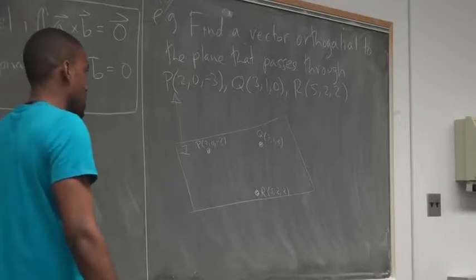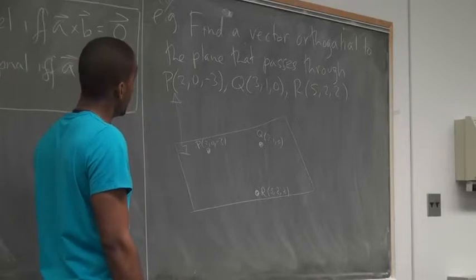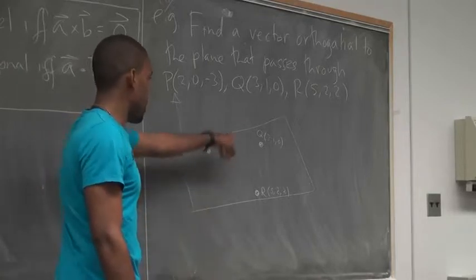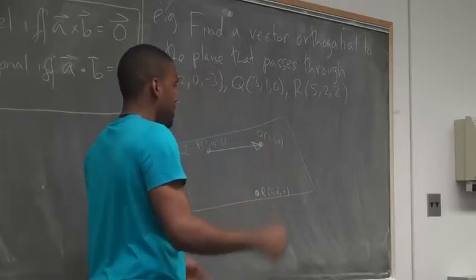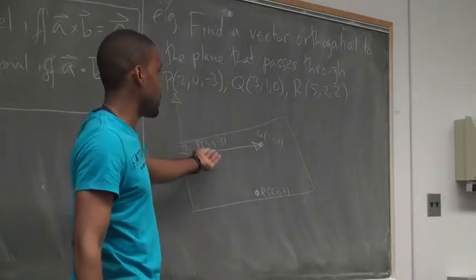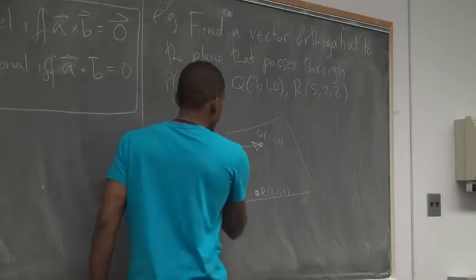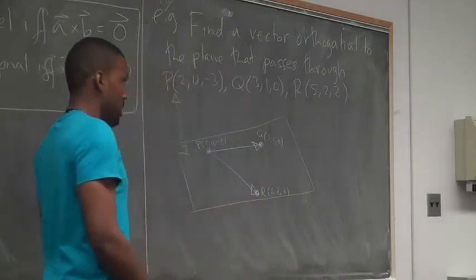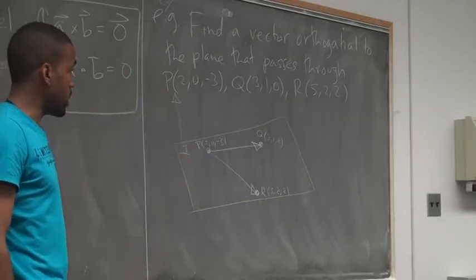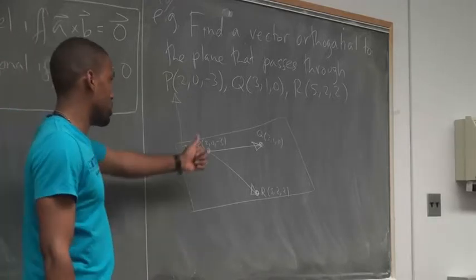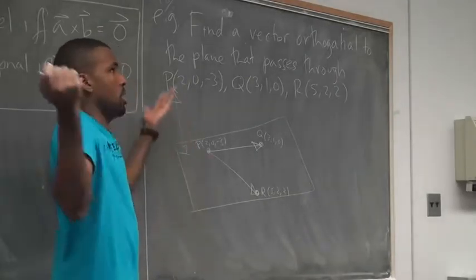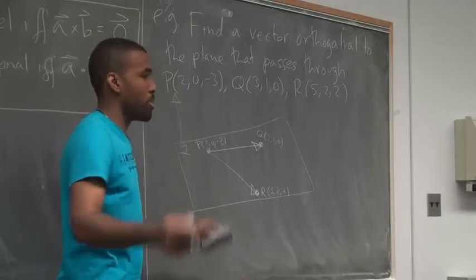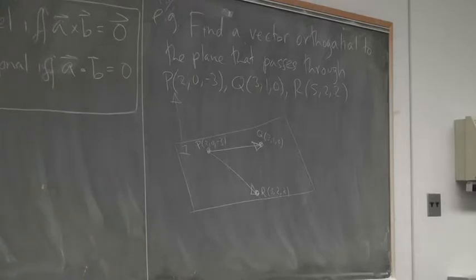Find 2 vectors that are actually in the plane. And how do I do that? Connecting the points. Connecting any 2 pairs of points will do, but let's say I connect P to Q, and then I connect P to R. So those would be 2 vectors that are in the plane, parallel to the plane, and all I need to do now is find a vector that's perpendicular to both of those at the same time. How do I do that? Cross product. So let's actually do that.